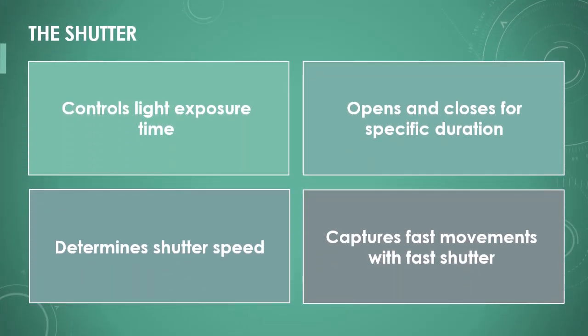The shutter controls how long light hits the film or sensor. It opens and closes to let light in for a specific amount of time. The shutter speed determines how fast or slow the picture is taken. A fast shutter is good for capturing fast movements.